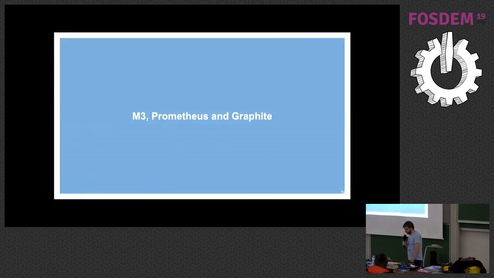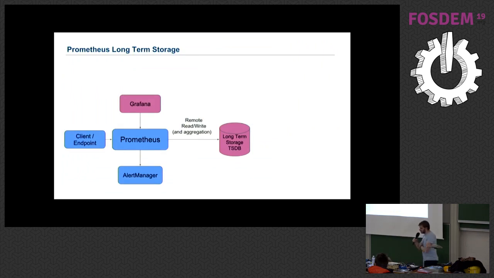Now I want to talk a little bit about why you might be interested in M3, and how it plays with Prometheus and Graphite. As I mentioned, Prometheus is an absolutely fantastic solution which you should definitely get started using if you're just beginning to add monitoring. And if you never exceed a single Prometheus, there's no real point in setting up long-term storage, unless you want to keep metrics longer than what's limited by the local storage of the Prometheus systems.